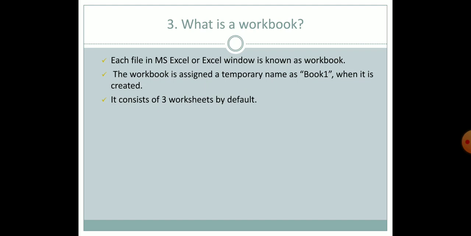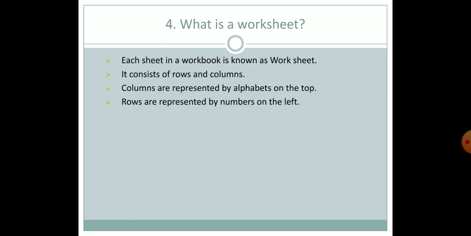So what is a workbook? It is a file in MS Excel. Then it is assigned a temporary name called Book1, and each workbook will have 3 worksheets by default. Then you can create any number of worksheets for our own usage.